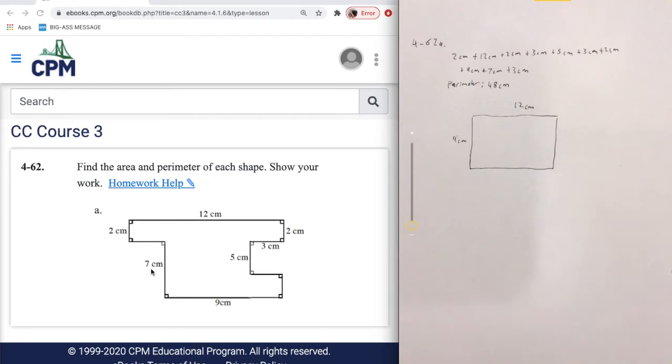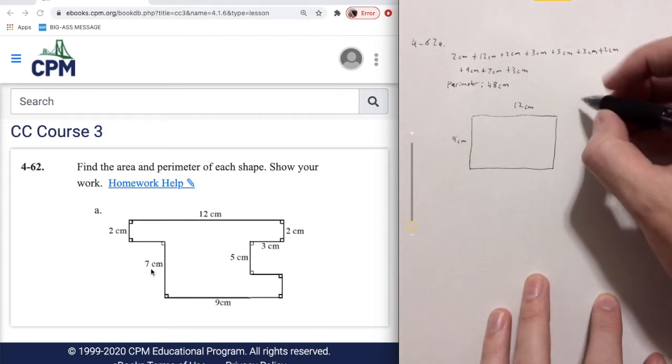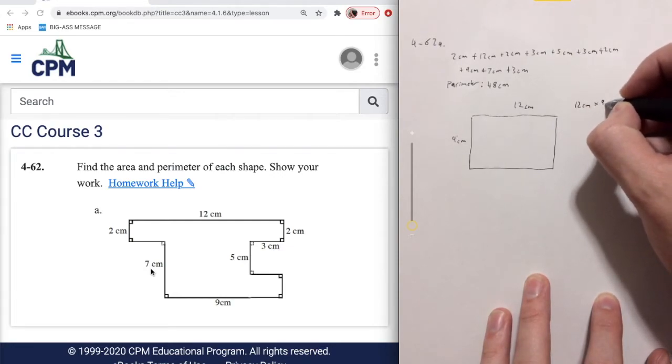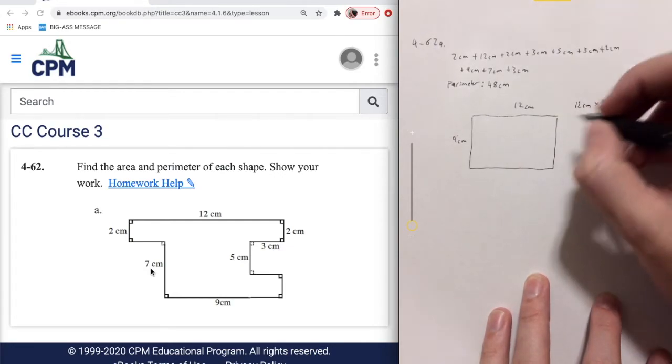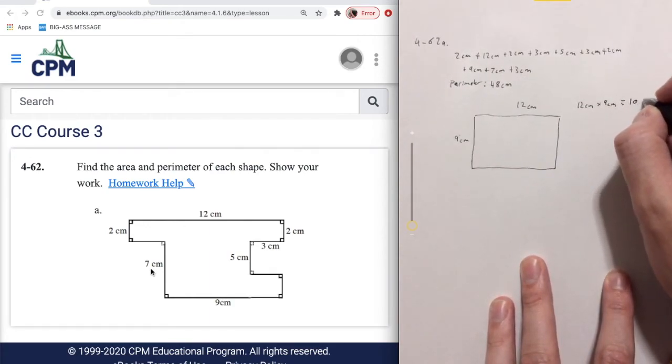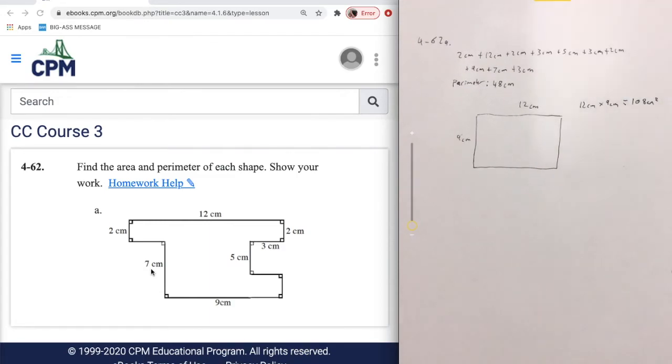And we can find the area of that rectangle by multiplying 12 by 9. So it'll be 12 centimeters times 9 centimeters. And that's going to be, I think, 108 centimeters. That's going to be centimeters squared, because we're multiplying, it's a square area. And then we want to remove this chunk here. So there's a little piece missing. And we also want to remove this chunk here because they aren't part of the area.